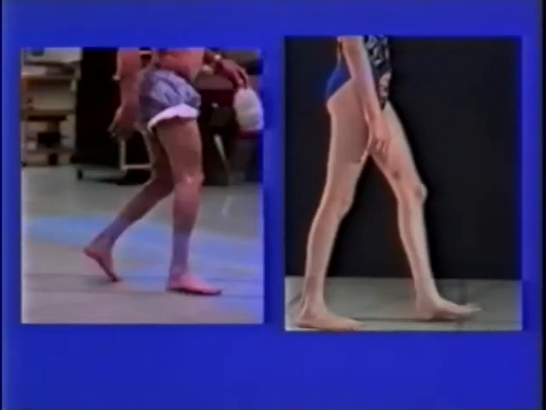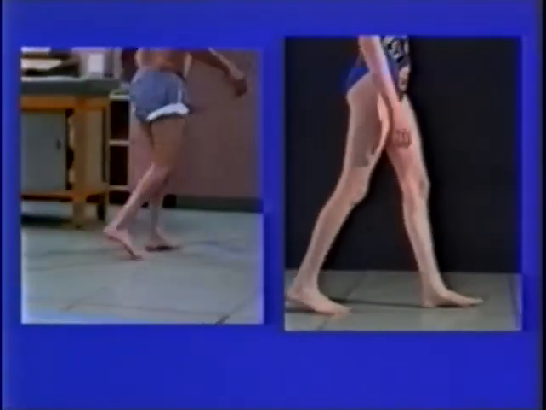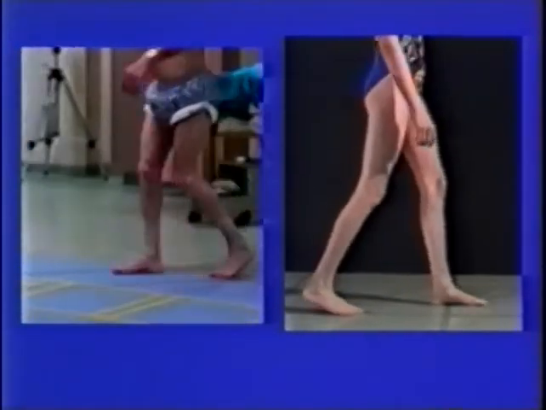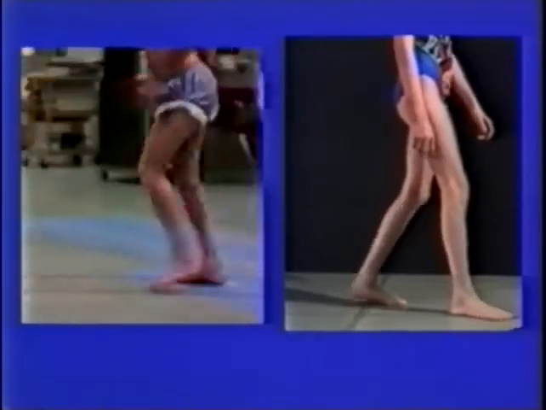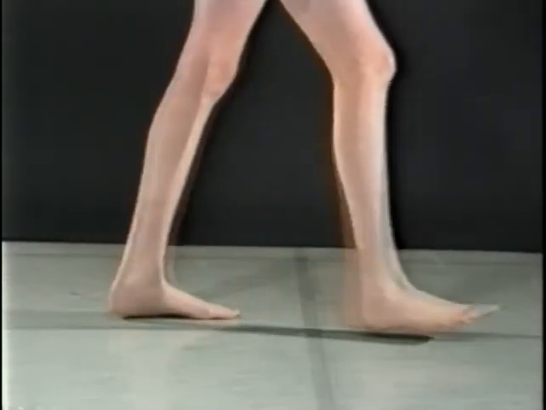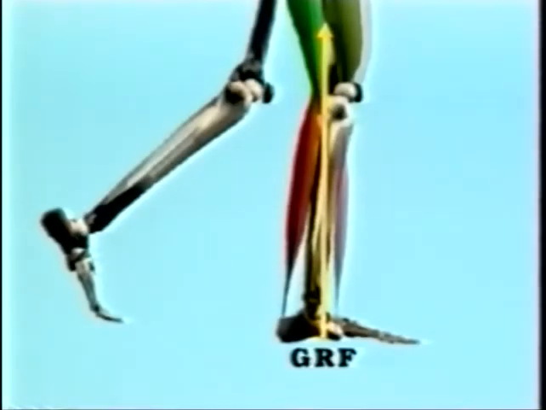Comparing normal gait with a stiff leg gait shows the difference in vertical translation of the center of mass. Minimizing the translation of the center of mass conserves energy. During loading response, as the body weight is accepted with increasing knee flexion, the resultant ground reaction force falls behind the knee and produces an external flexion moment.